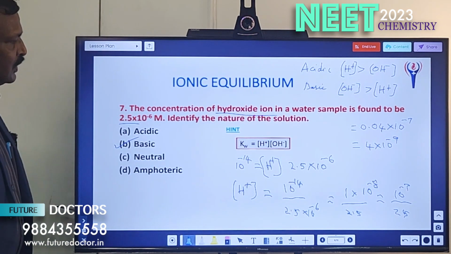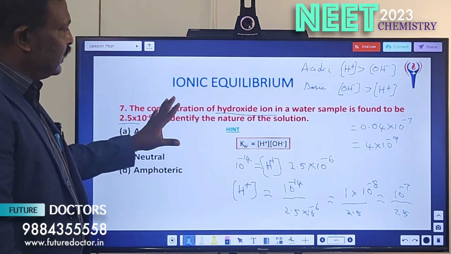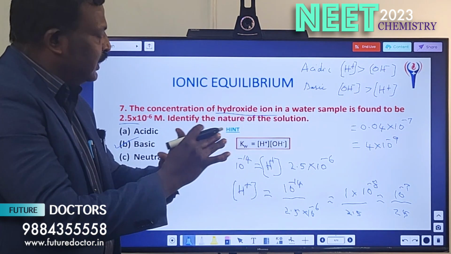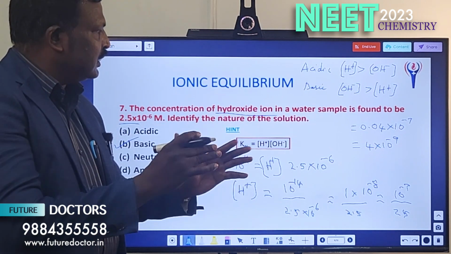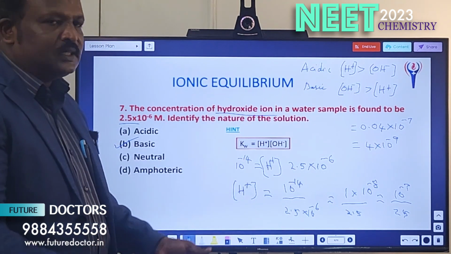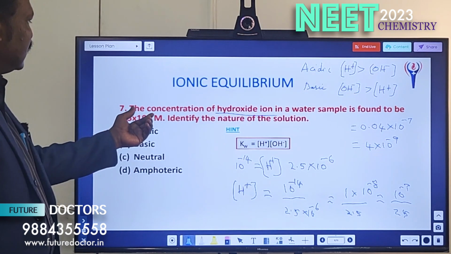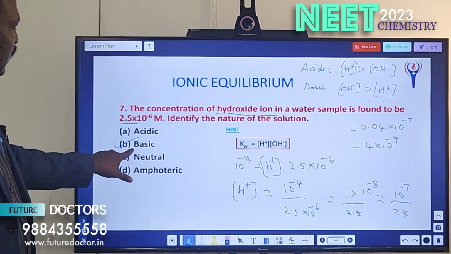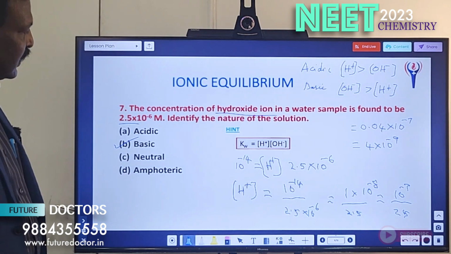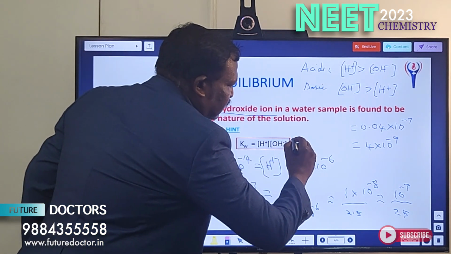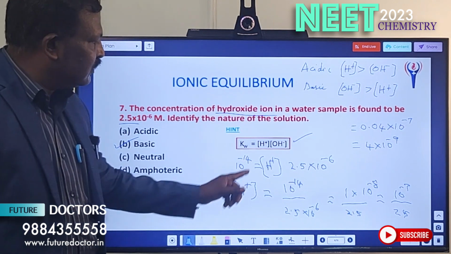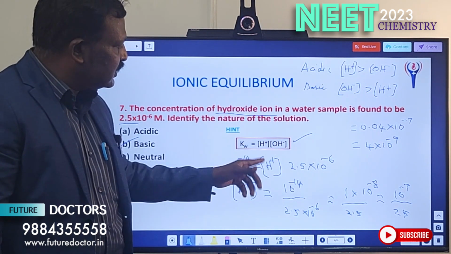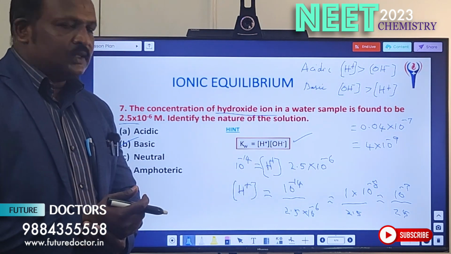Are you following? Only OH minus ion was given. We have to find the H plus ion concentration, then compare H plus ion concentration and OH minus ion concentration. Whichever is the larger value decides the solution. Here OH minus ion is larger, so the solution is called a basic solution. This is the formula, just remember it: Kw is equal to H plus into OH minus ion concentration. Understood? If you know this, you can easily solve the sum. Okay, students. Thank you.